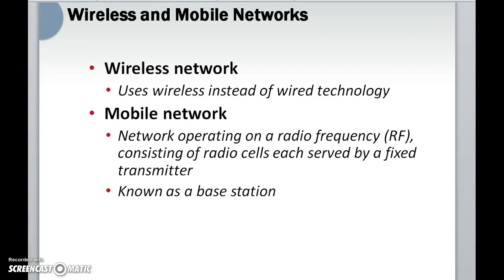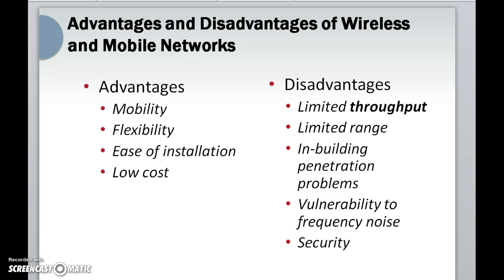Now let's look at wireless and mobile network. What is a wireless network? A wireless network is a network that uses wireless instead of wire technology. A mobile network, or another word we call a cellular network, is a network operating on a radio frequency consisting of radio cells. Wireless and mobile networks have advantages as well as disadvantages. Some of the advantages could be mobility, flexibility, ease of installation, and low cost. There are some disadvantages. Some of the drawbacks of mobile and wireless networks are limited bandwidth.